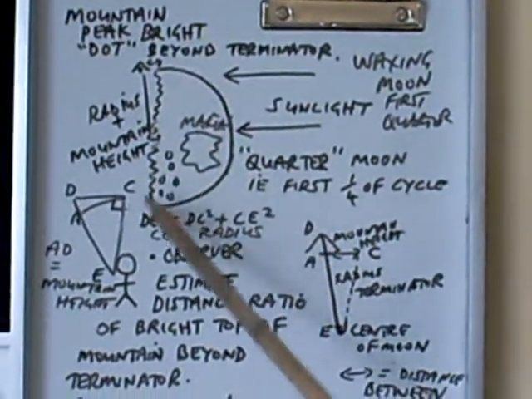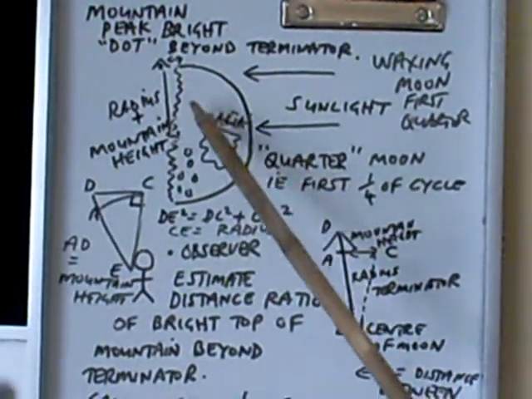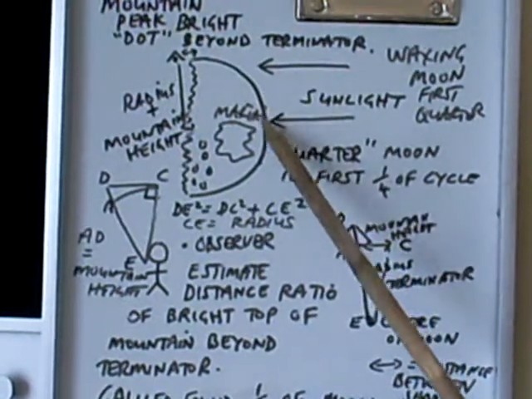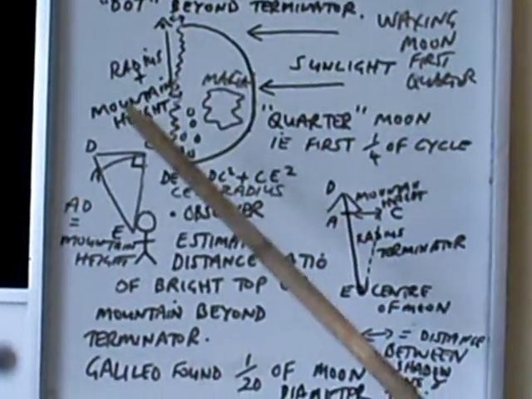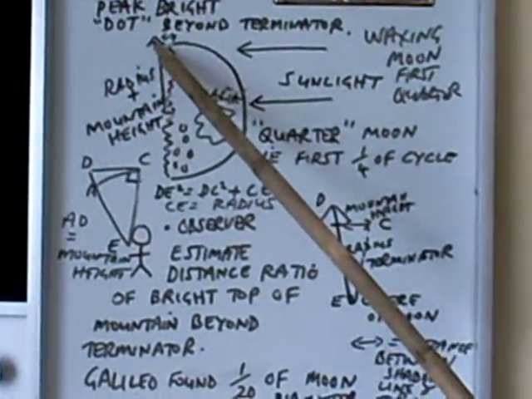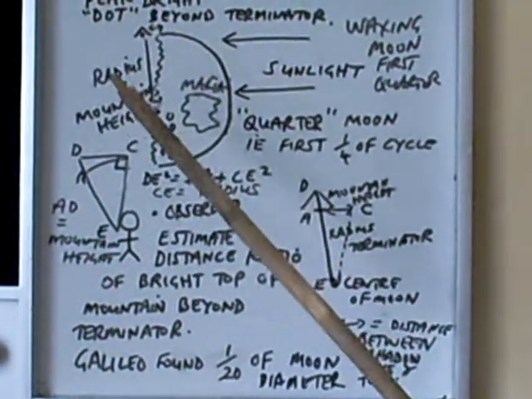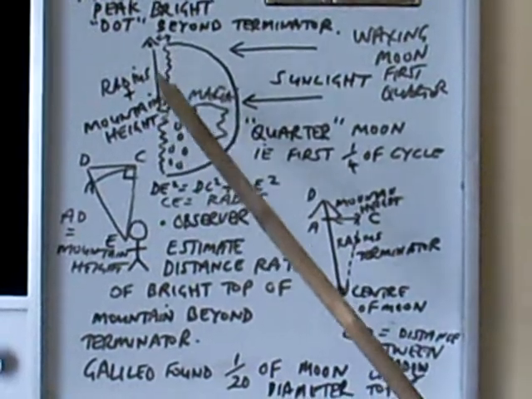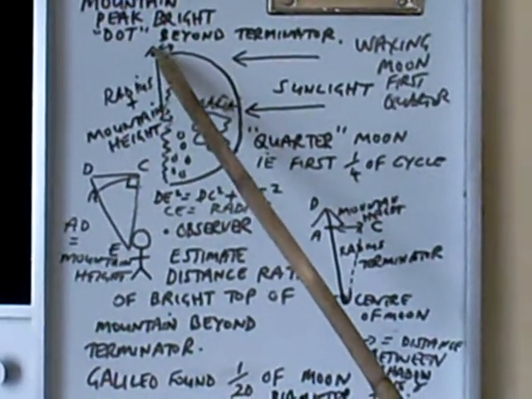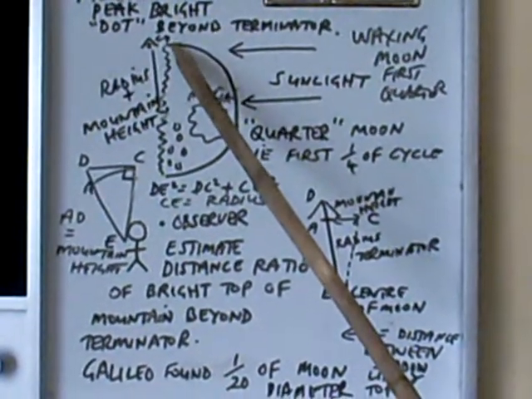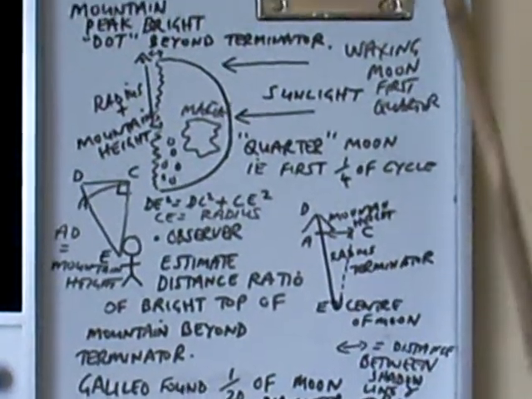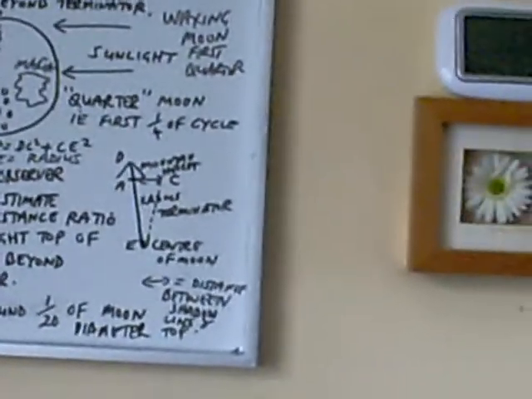at first quarter, as the moon's waxing, as it's getting, if you like, from crescent to first quarter, he noticed when we had these little dots of light that hit the top of mountains, then what he did is he estimated the distance between these dots and the shadow line in terms of a ratio of the diameter of the moon. He came up with a value of a 20th of the diameter of the moon as being that ratio.